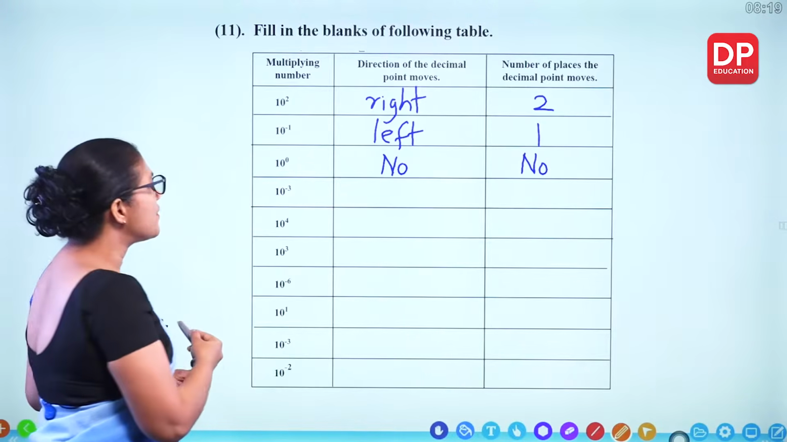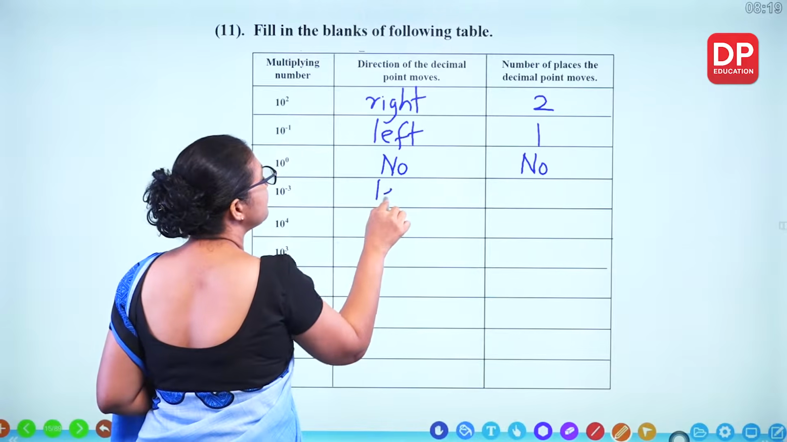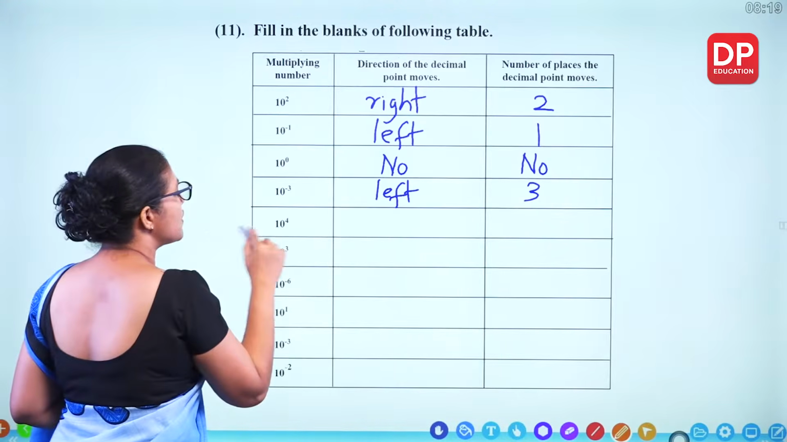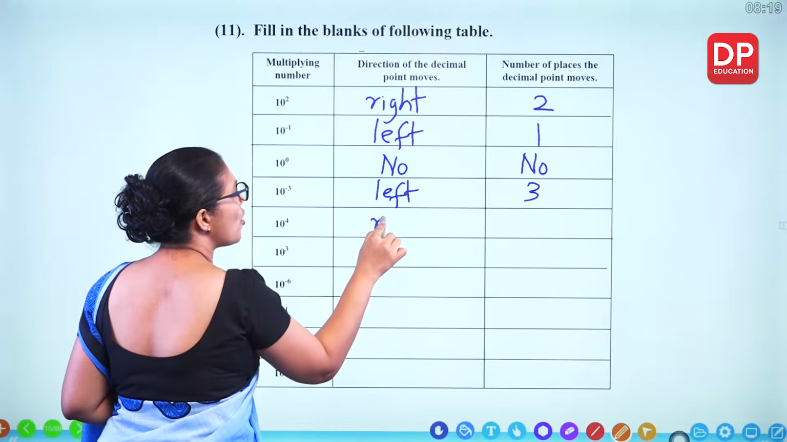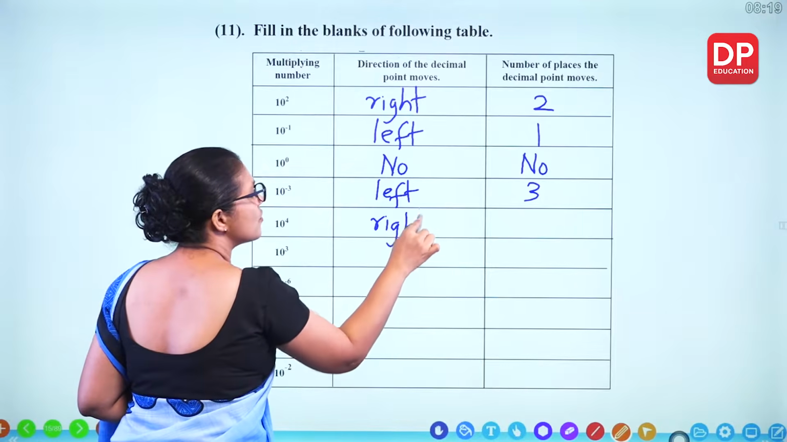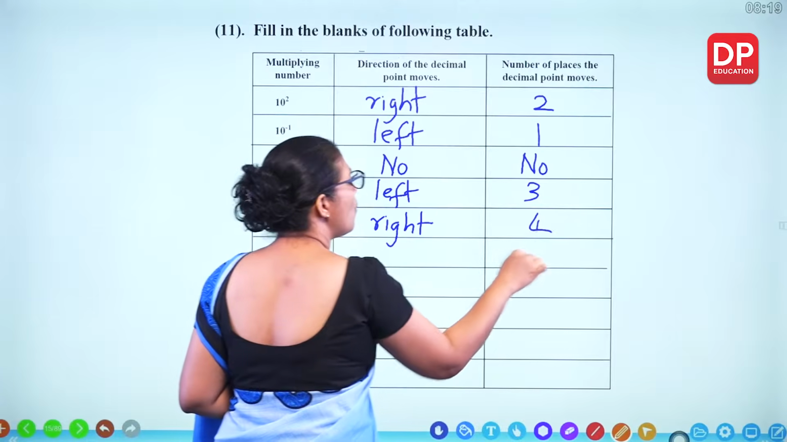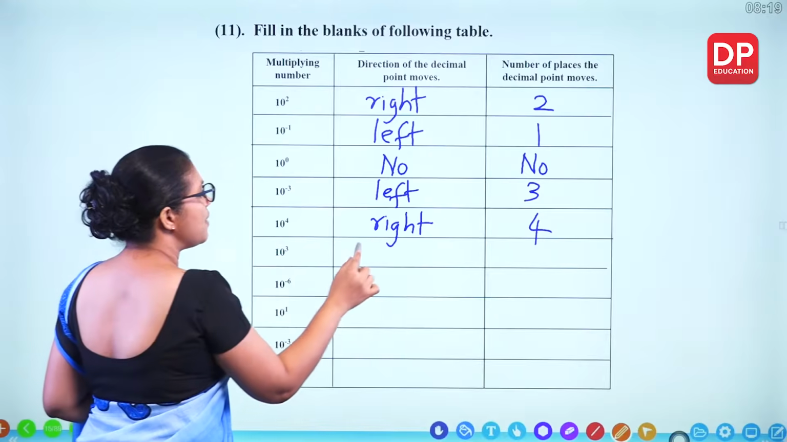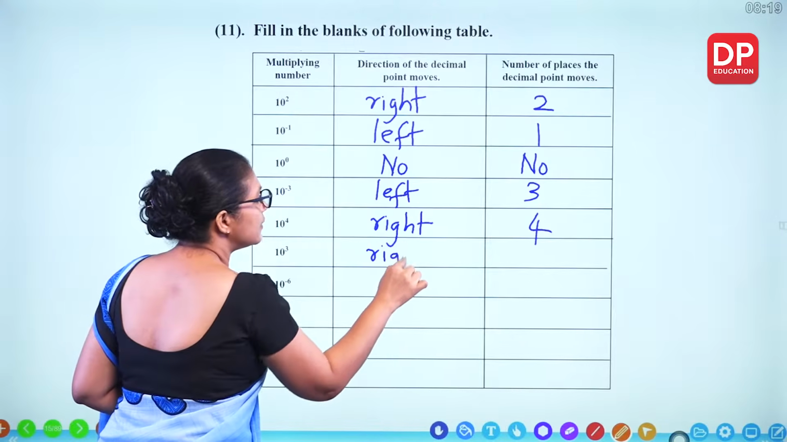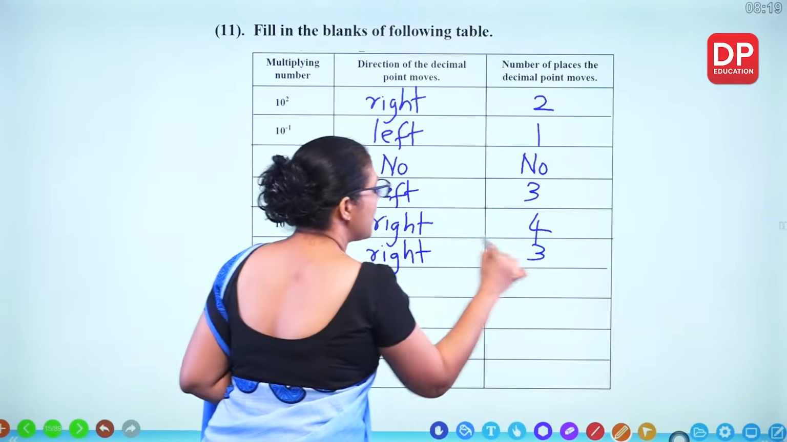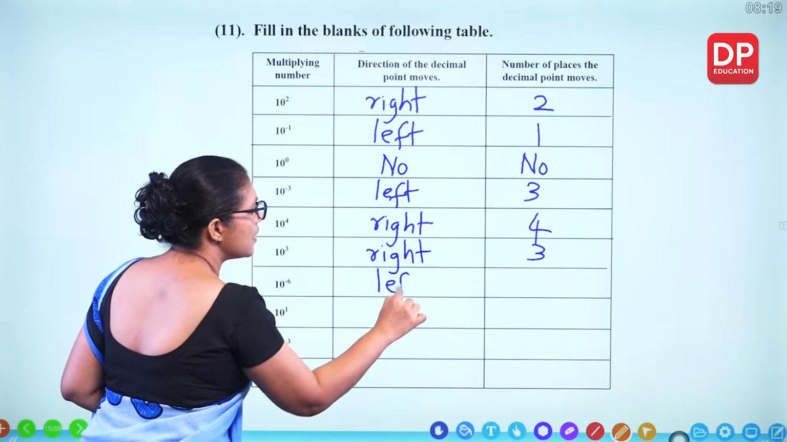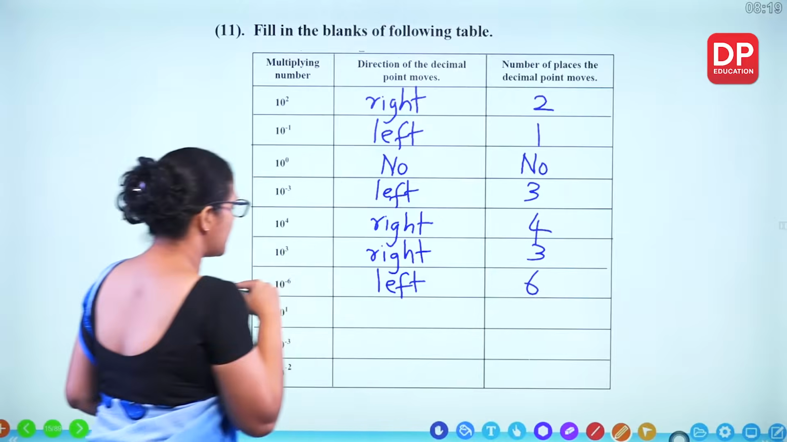10 to the power minus 3, to the left. How many? 3 places to the left. 10 to the power 4 means positive. That's to the right by 4 units, 4 places. 10 to the power 3 means to the right by 3 places. 10 to the power minus 6 means to the left by 6 places.